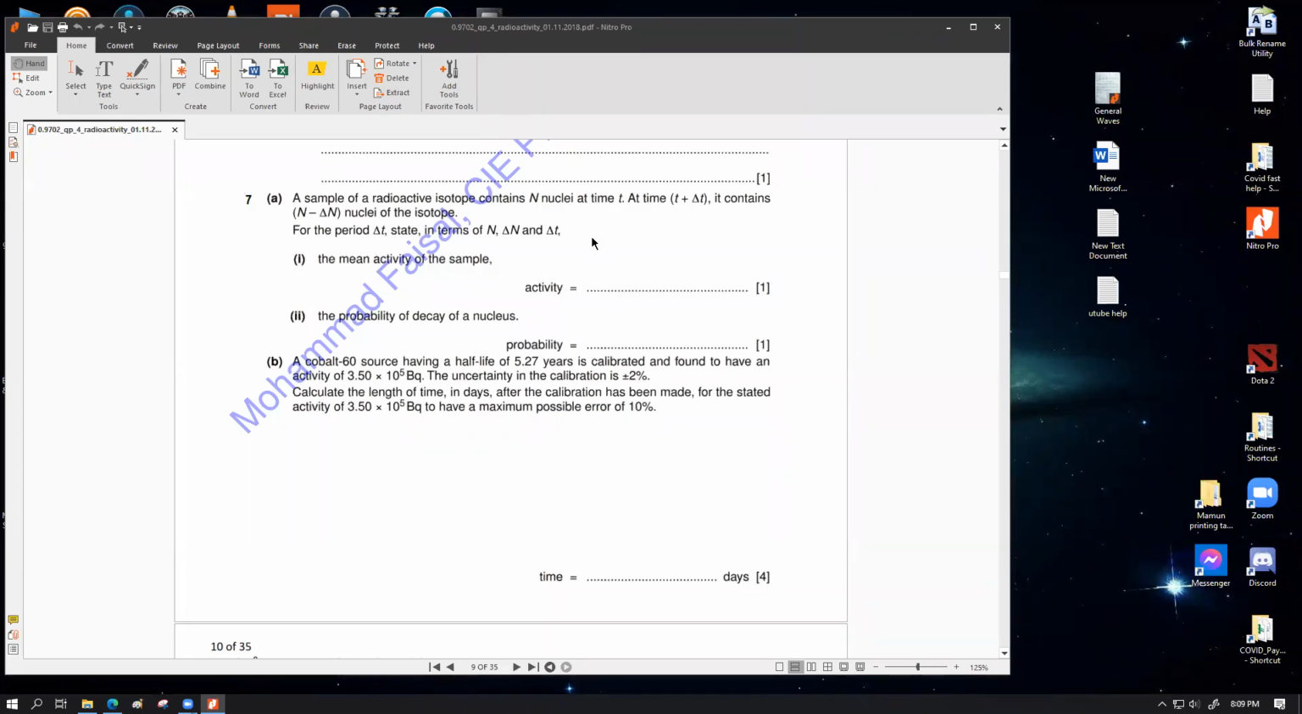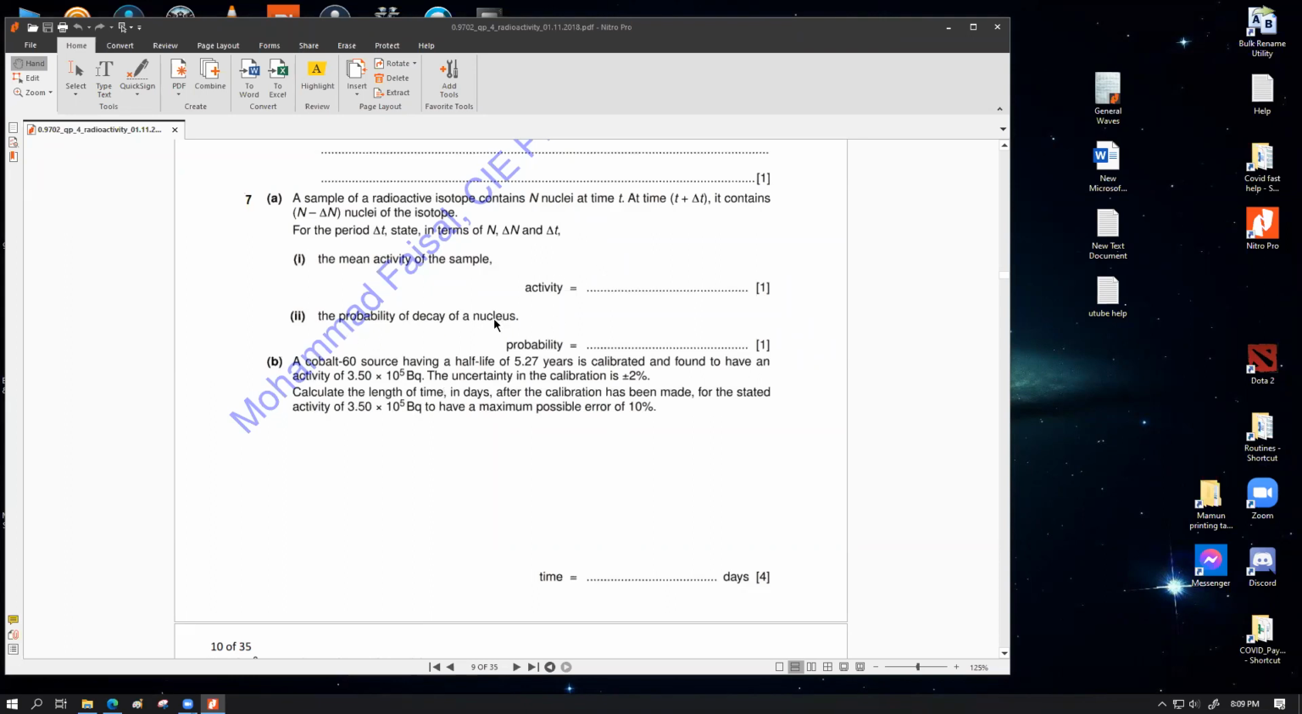A is pretty simple. It says a sample of radioactive isotope contains n nuclei at time t plus delta t, which means after some time from the start point. It contains n minus delta n nuclei of the isotope. For the period of the ready state in terms of n, delta n, and delta t, the mean activity of the sample. Mean activity means number of decays divided by amount of time. So this should be delta n by delta t.